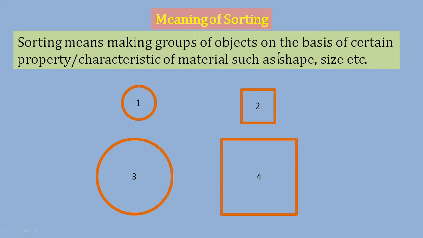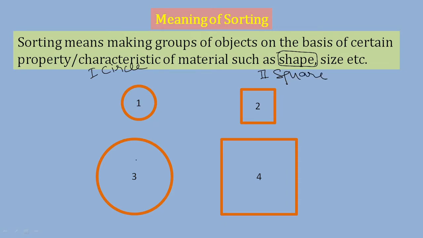Similarly, if we try to sort them on the basis of their shape, then the first group will have those objects which have the shape of a circle, and in the second group we will keep those objects which have the shape of a square.